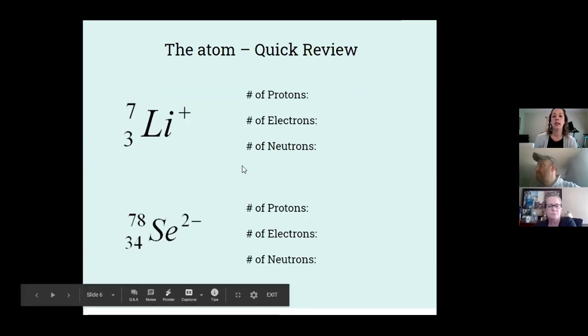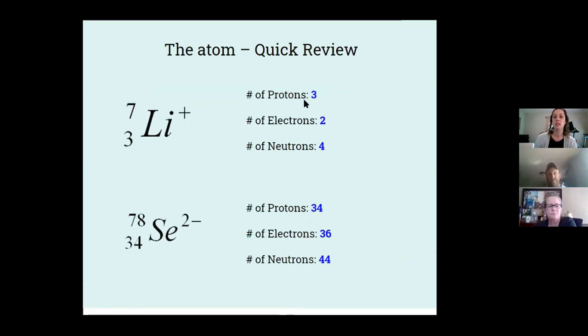All right, so you should have, for these ones, for lithium, 7 is the mass number, 3 is the atomic number. So that 3 tells us protons. There's 3 protons. The charge is +1. If it's a positive charge, you have more protons than electrons. If there's no number next to it, it's assumed it's 1 plus. So there's 1 less electron here because there's an additional proton, and that net charge is +1. For neutrons, that subtraction problem, 7 minus 3 is 4.